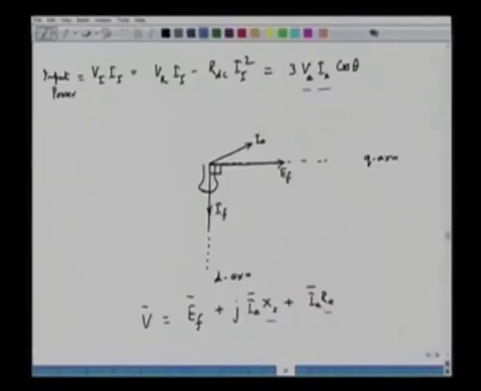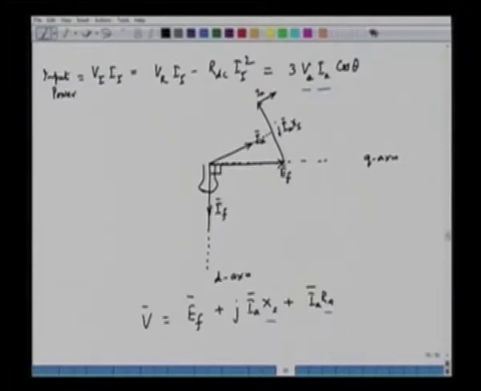In this case, we have EF and we have IA, and we can of course draw jIAXS. So, what is jIAXS? We can draw this: this is the current, and the current and jIAXS will be at right angles to each other, and then we have IARA, which will be in this direction. These are all phasor quantities, so we have to show them appropriately by phase angle and amplitude.